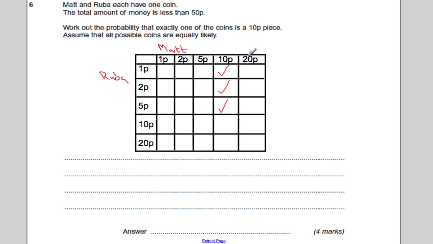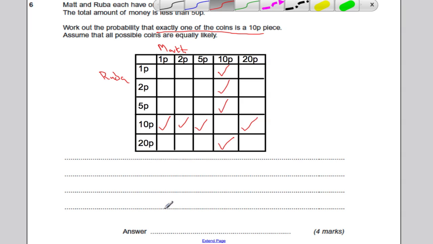10p and 10p not allowed because we only want exactly one 10p, so we can't use that. 20p and 10p, that's absolutely fine. We could have 10p and 1p, that's fine. 10p and 2p here, that's fine. 10p and 5p, that's fine. 10p and 20p, that also works. So if you think about it, these are all the outcomes we could have. There's 25 different outcomes, 8 of which we're happy with. So that means the probability of this happening is 8 out of 25.